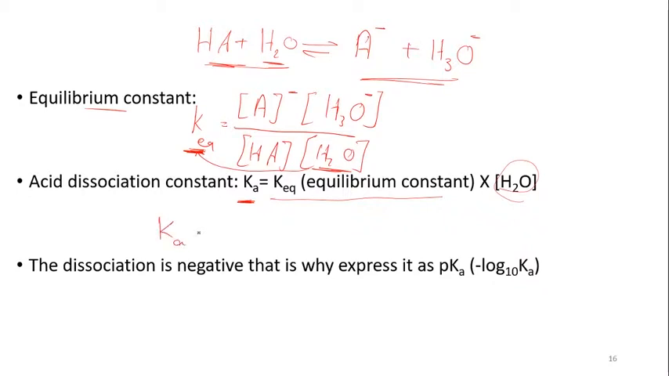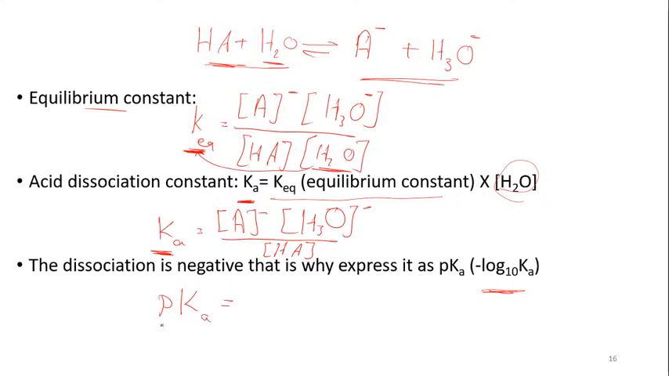In that case, I will have Ka equal to the concentration of my deprotonated acid multiplied by hydronium ion over the concentration of my acid. Because the Ka value is very small most of the time, I need to convert it to more reasonable numbers that I can deal with. This is why usually I don't deal with the dissociation constant. Instead, I deal with the pKa, or the exponent of the equilibrium constant, and that would be equal to minus the base 10 logarithm of Ka.